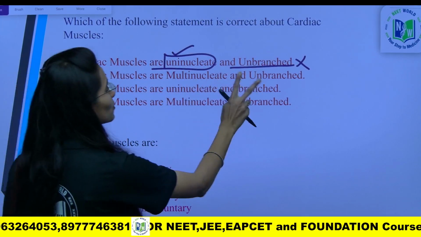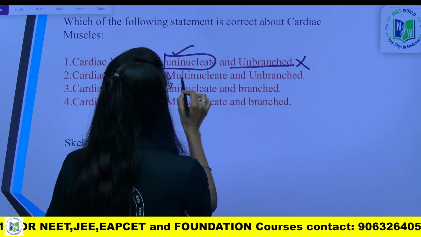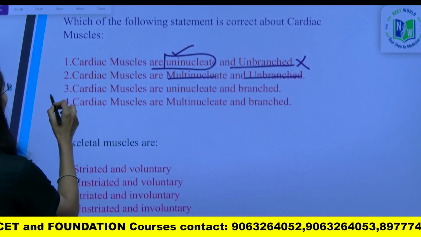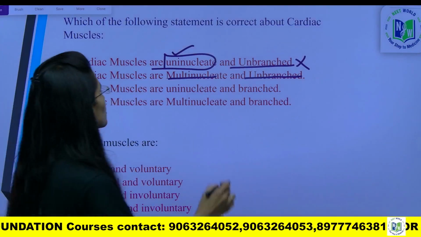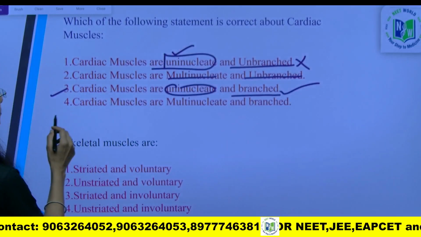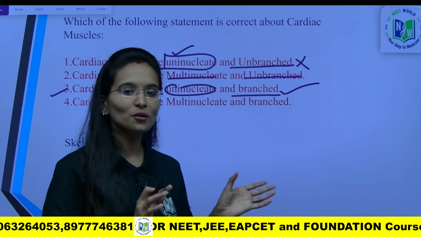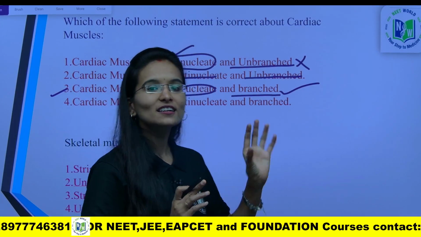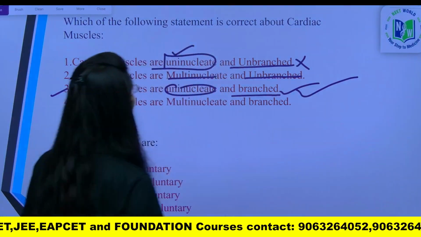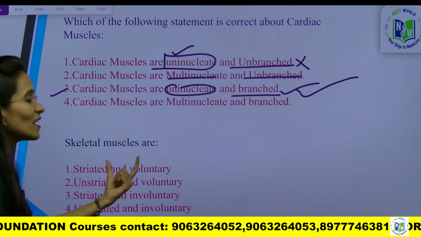Yes, but here we have to match the right pairs. Cardiac muscles are multinucleate and unbranched. This is also the wrong statement because these are uninucleate and branched. Coming towards the third option, cardiac muscles are uninucleate and branched. Yes, this is absolutely true. Next, the fourth option, cardiac muscles are multinucleate and branched. These are not multinucleate, these are only the uninucleate muscle type. So, clear with the first question, option 3 will be the right option. Yes. So next coming towards one more interesting question, skeletal muscles are striated and voluntary.